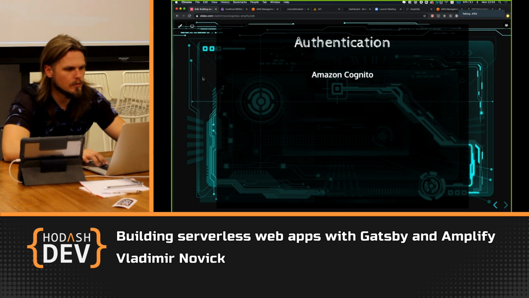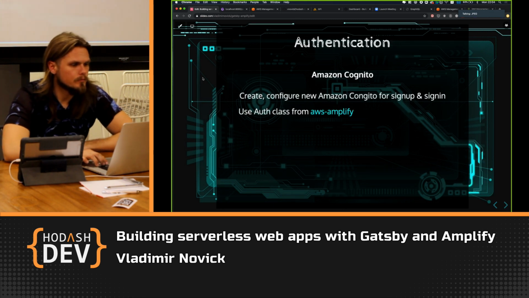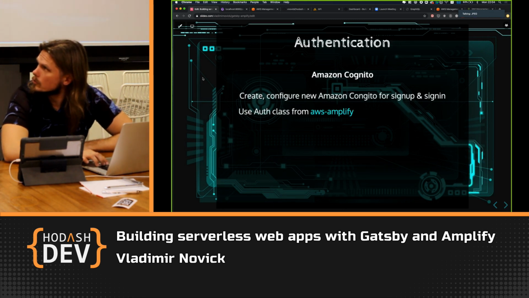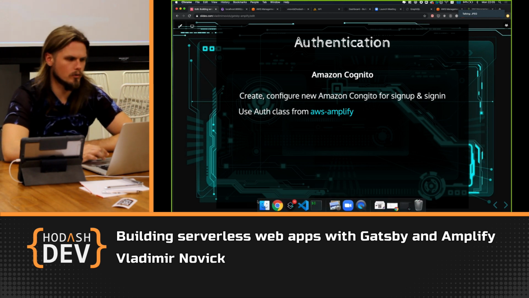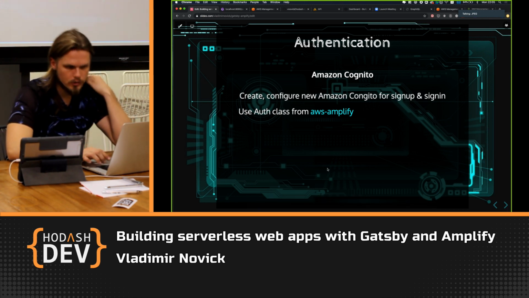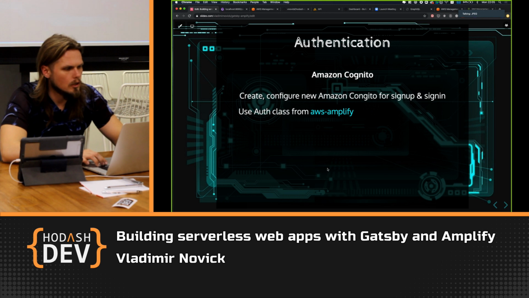So, we did the configuration. For authentication, we added add auth. We will see if it will work. If not, I will show you the different project that I have here. We can use the Auth class from AWS Amplify to do auth sign up and so on.